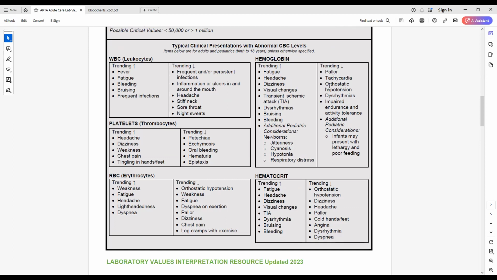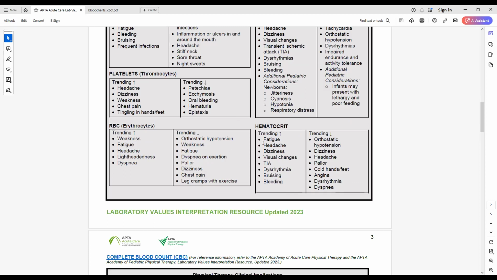There might be pallor, tachycardia, orthostatic hypotension, dysrhythmia, impaired endurance and activity tolerance, and additional pediatric consideration: infants may present with lethargy and poor feeding. Hematocrit. If the hematocrit percentage is high, might be fatigue, headache, dizziness, visual changes, transient ischemic attack, dysrhythmia, bruising, and bleeding. How about if the hematocrit is low? Might be orthostatic hypotension, dizziness, headache, pallor, cold hands and feet, angina, which is chest pain, dysrhythmia, and dyspnea, shortness of breath.